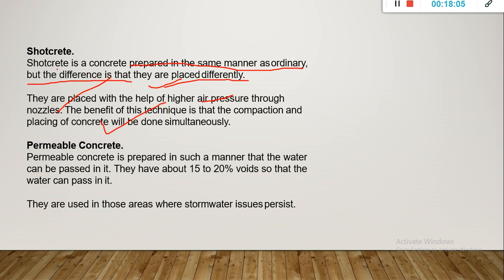Then permeable concrete. Permeable concrete is prepared in such a manner that water can pass through it. So water karone voids rakha hoy. They have 15 to 20% voids so that the water can pass. These are the permeable concrete.